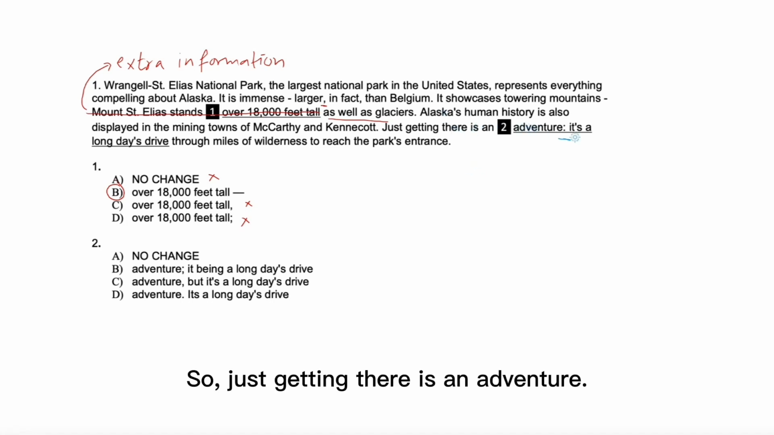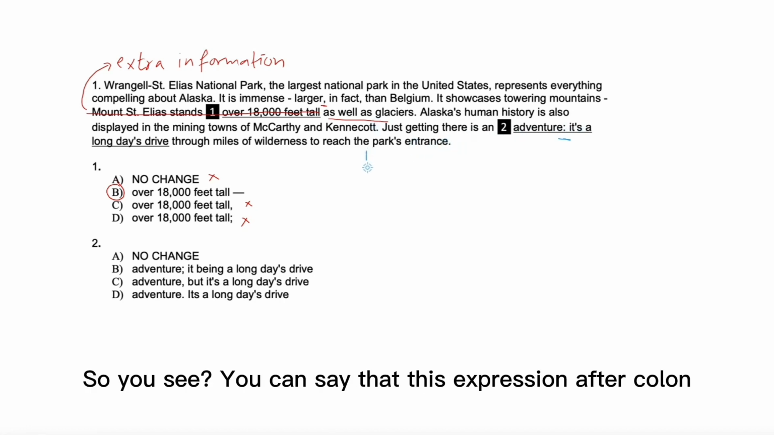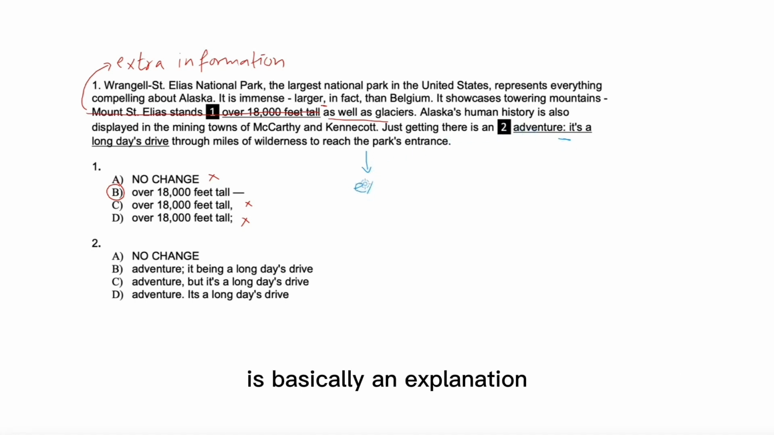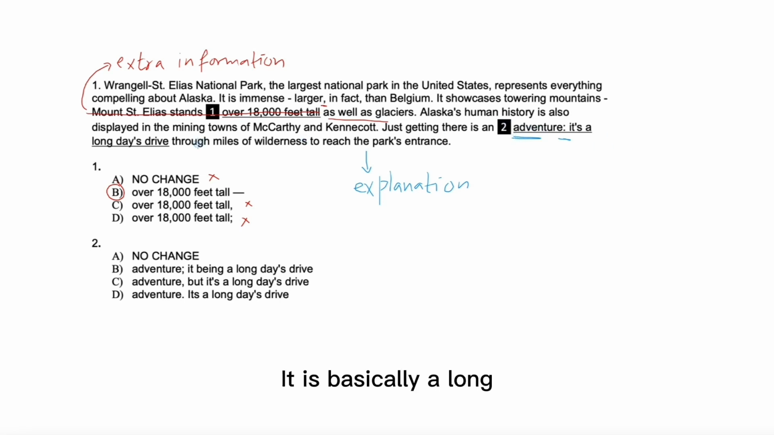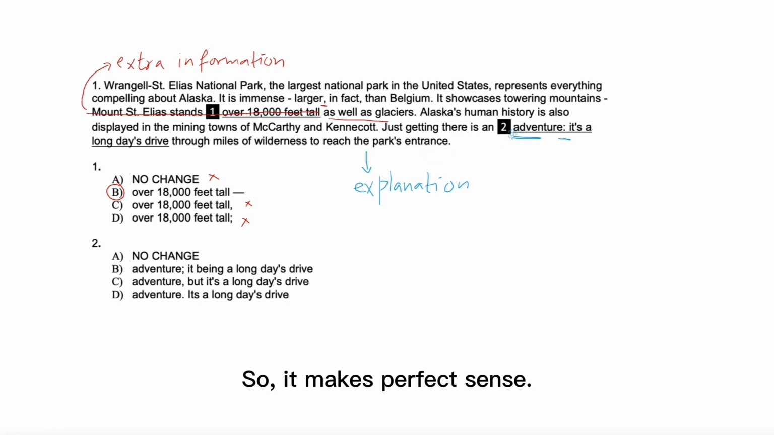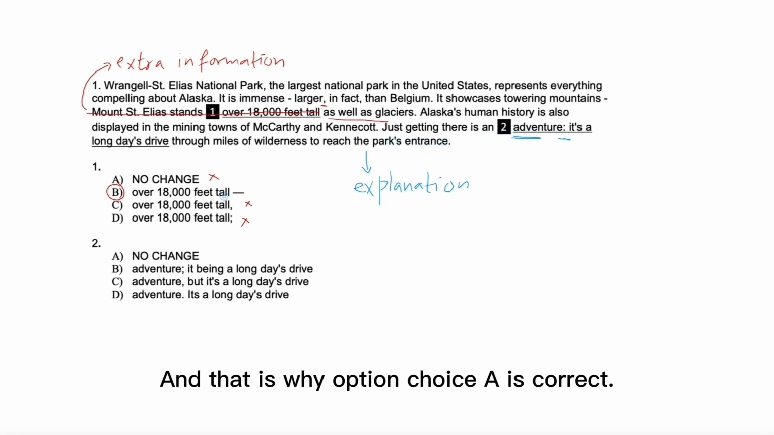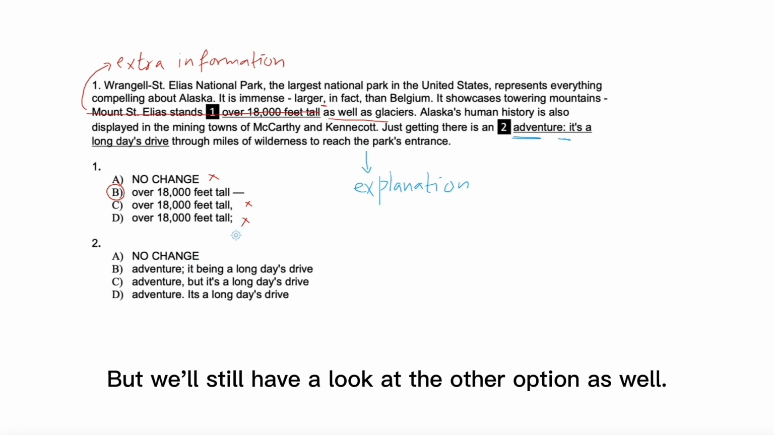So just getting there is an adventure. We have a colon here. It's a long day's drive through miles of wilderness. So you can say that this expression after the colon is basically an explanation of the previous clause. That is, just getting there is an adventure. Now, what kind of adventure is this? It is basically a long day's drive through miles of wilderness to reach the park's entrance. So it makes perfect sense. And that is why option choice A is correct. But we'll still have a look at the other options as well.